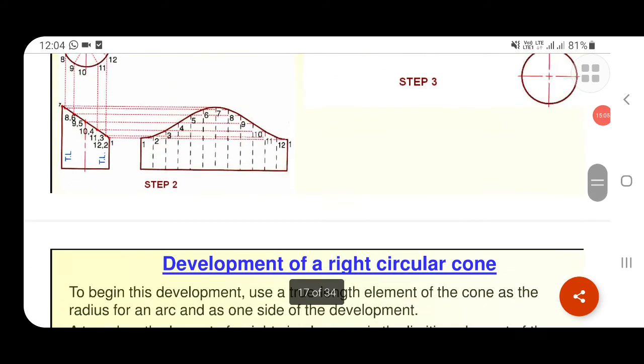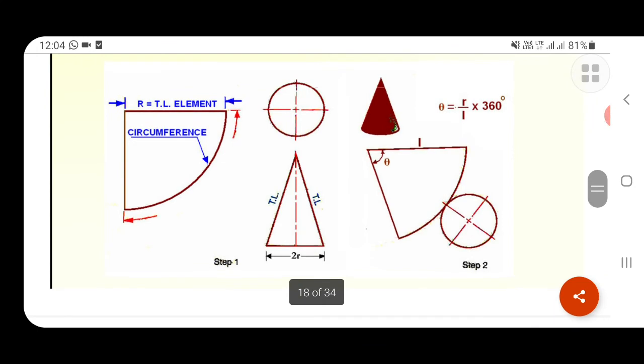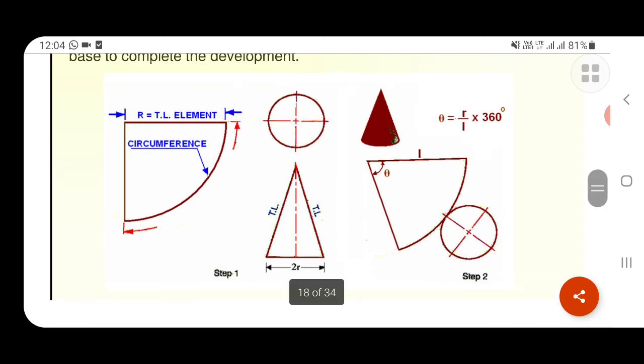And last is the development of cone. So how to show the development of cone in a proper way. Firstly find theta equals r upon L into 360, where theta is the angle, L is the true length, and r is the radius of the circle. Divide the cone by 360 degrees, and divide this circle into 8 parts.